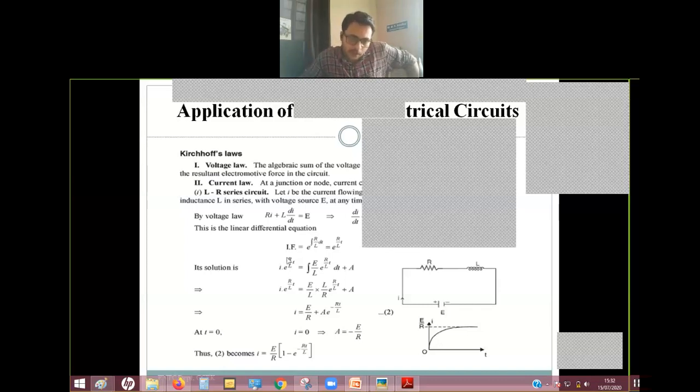Now its solution will be, as we have described many times in this lecture, whatever variable the equation is linear in, in this case I, into IF is equal to integration of Q into IF with respect to t plus some constant. So are you getting this step now? Please confirm, are you getting this?